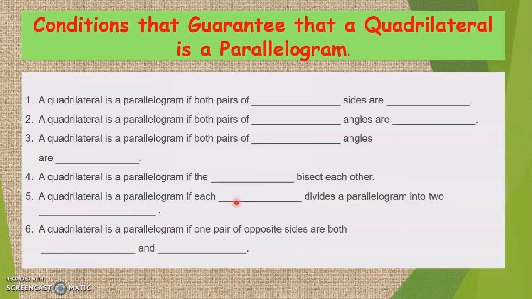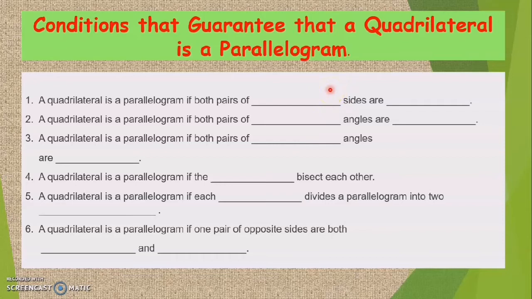So these are the conditions that guarantee that a quadrilateral is a parallelogram. Complete the statements using the correct words or phrases. I will give you a few seconds to fill out these missing blanks or missing words in each statement. And time starts now. Alright, so let us look for the missing words in the first statement. What is the first missing word here?